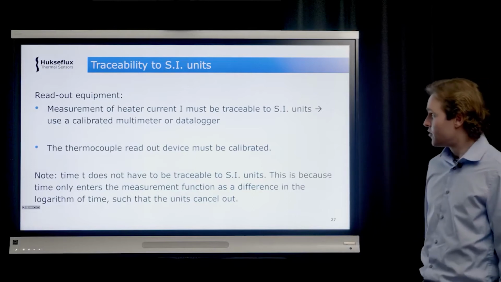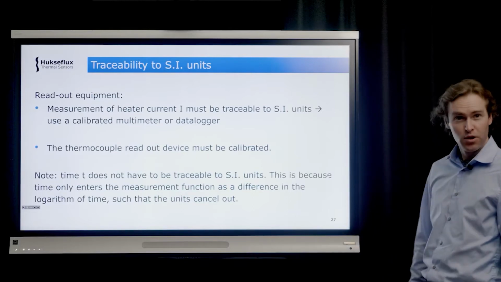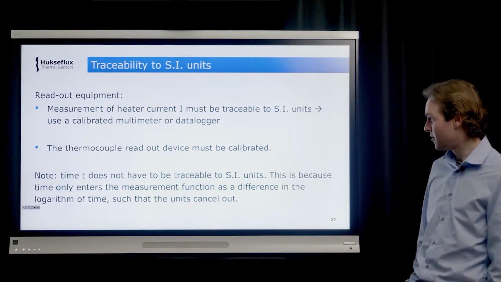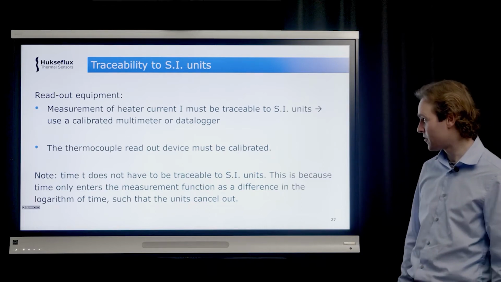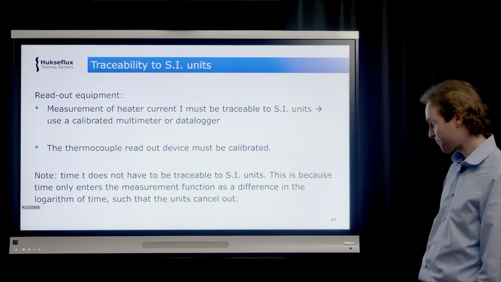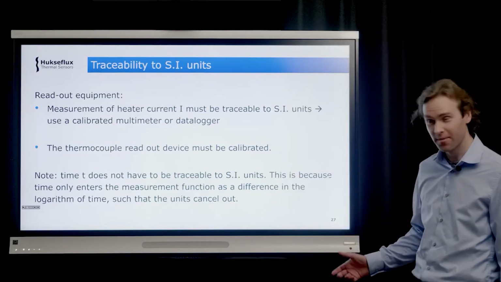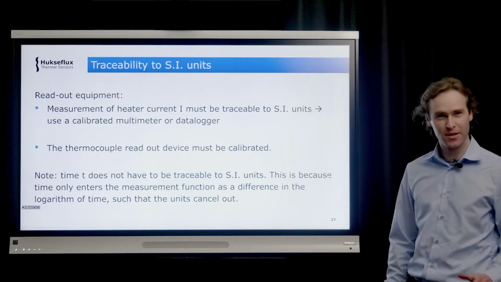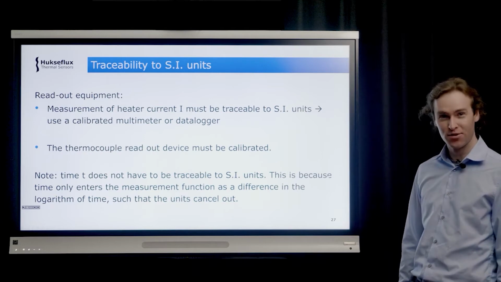So what we need to do is make sure that we use a calibrated ammeter to measure the heater current. We need to make sure that we have a calibrated thermocouple readout device to measure the temperature. And actually time turns out to be a little bit special. It does not need to be traceable to SI units.